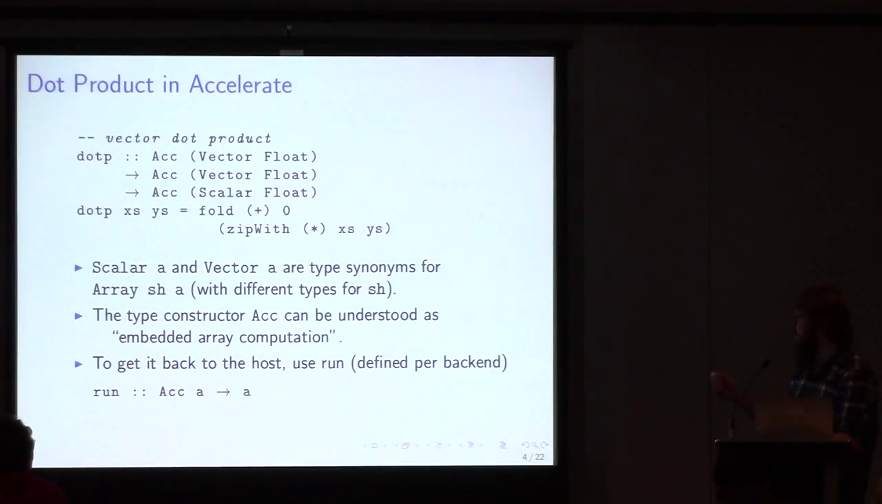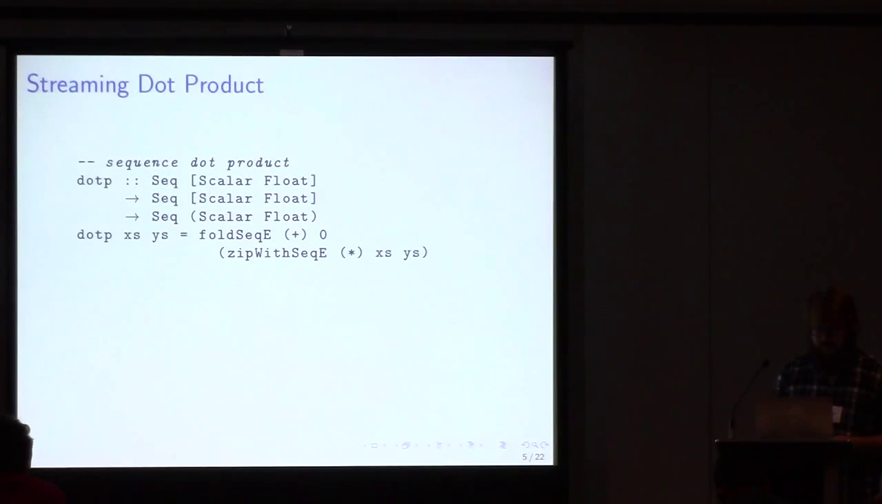So to get a result back, you have to use this run function, which then computes the program you have and reads back the result to the host, at least when you use the GPU backend. Okay, so what we want, or how we want the program to look if we want to allow this sequencing in the surface syntax, is something like this.